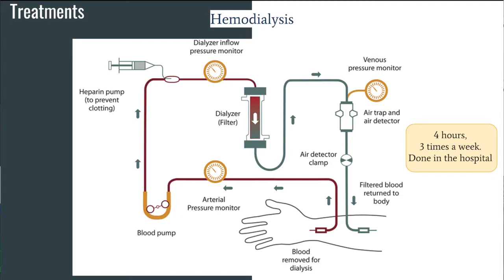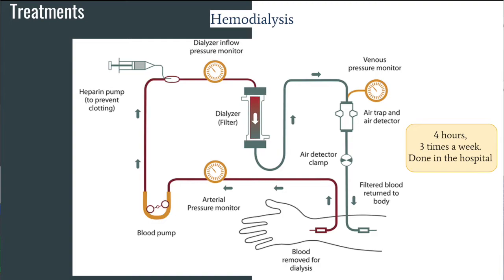So your kidneys are normally going to function to remove all of those wastes and toxins inside of your body, but now we're doing that same process just outside of your body. So first, that blood is going to be removed, and then you can see that it's going to go through this arterial pressure monitor just to make sure your blood pressure is okay. And then it is going to receive some heparin. Heparin is going to be an anticoagulant, which just means it prevents blood clotting.